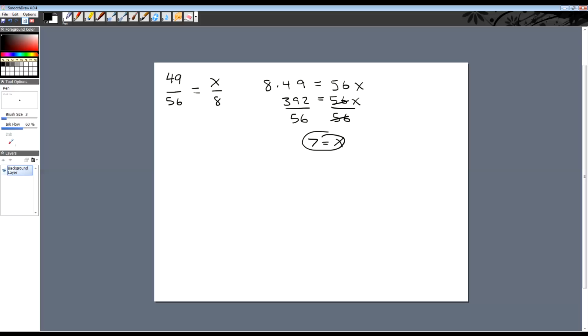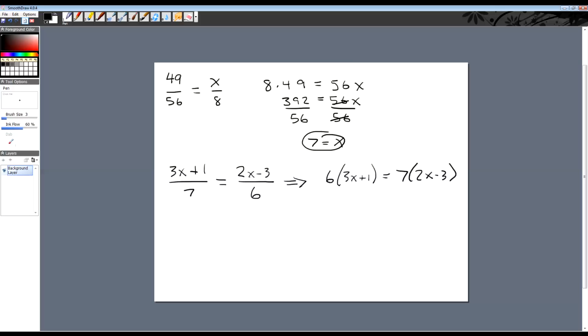Sometimes the fractions are not so easy. If you jump down to number 23, let's solve this problem. 3x plus 1 divided by 7 equals 2x minus 3 divided by 6. Now this is an equation, so we can perform the cross product and see what happens. So 6 times 3x plus 1 equals 7 times 2x minus 3.